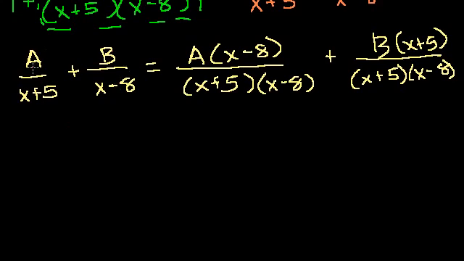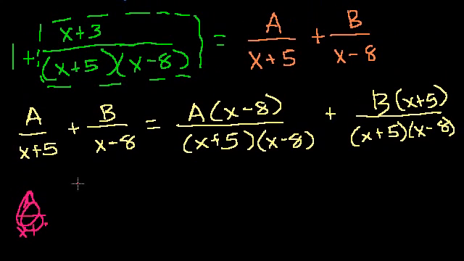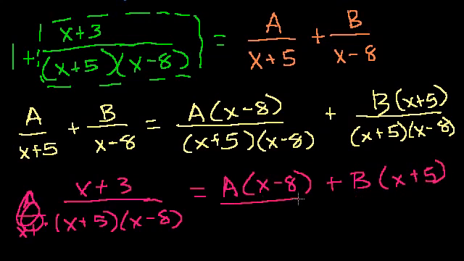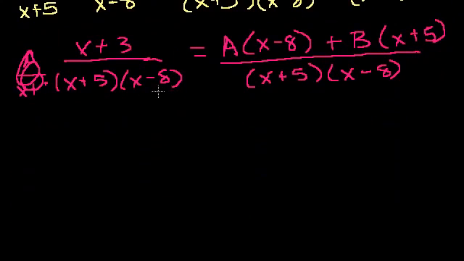So we get, let me just write the left side here. Oh, sorry. I want to write this over here. I want to write x plus 3 over x plus 5 times x minus 8 is equal to the sum of these two things on top, a times x minus 8 plus b times x plus 5. All of that over their common denominator, x plus 5 times x minus 8. So the denominators are the same. So we know that when you add this together, you have to get this.